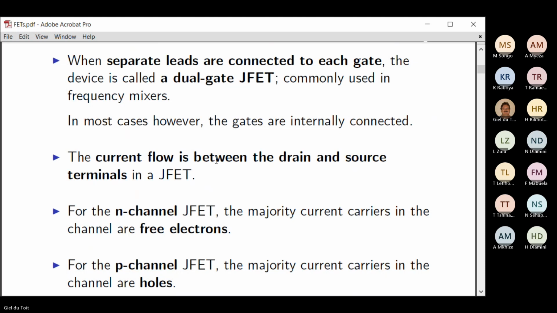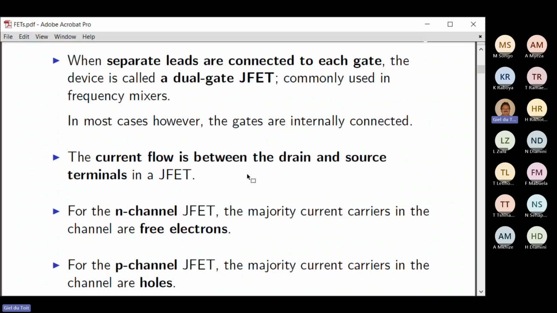Right. Now, when separate leads are connected to each gate, the device is called a dual gate JFET. But usually we only use one gate, and only one gate is really necessary, and we sometimes leave the other gate not working. The current flows between the drain and the source terminals, just like in a BJT, where the big current flow is between the emitter and the collector. But in this case, it's the drain and the source.